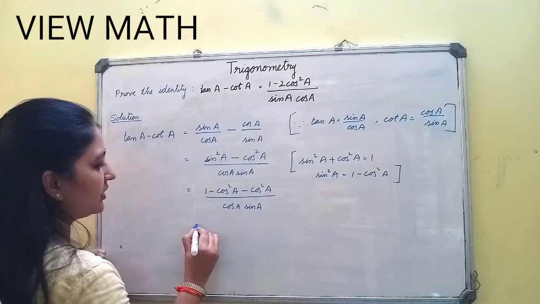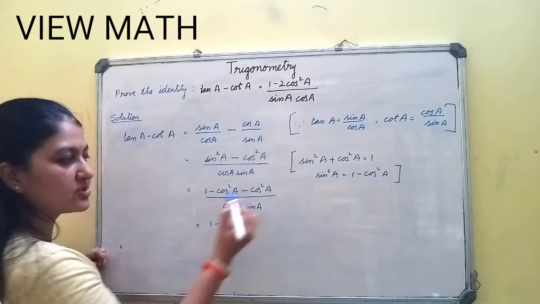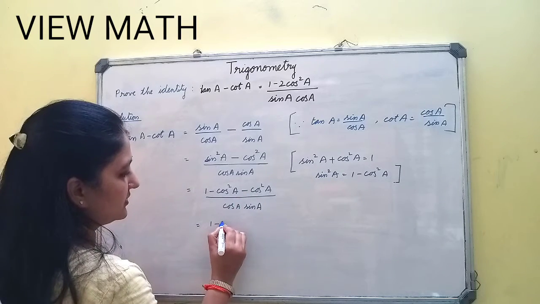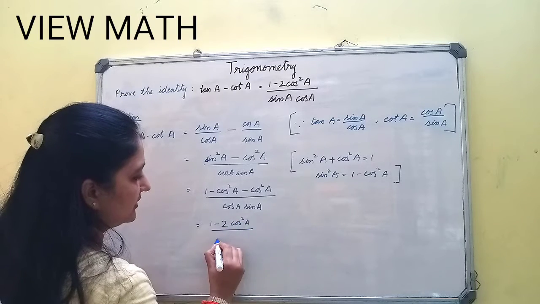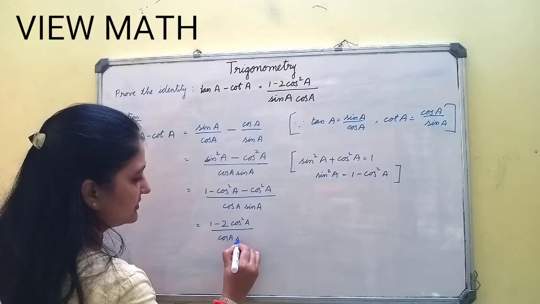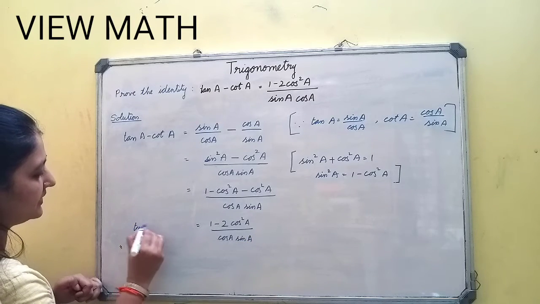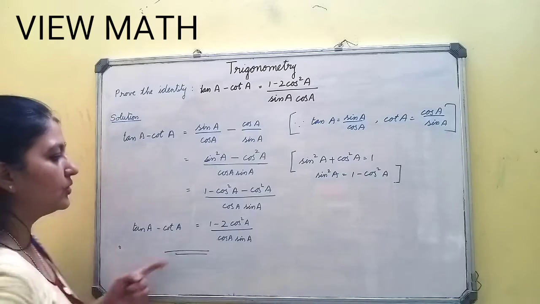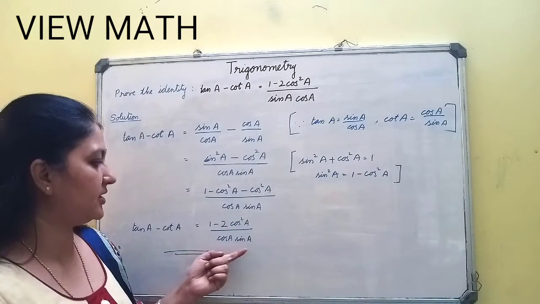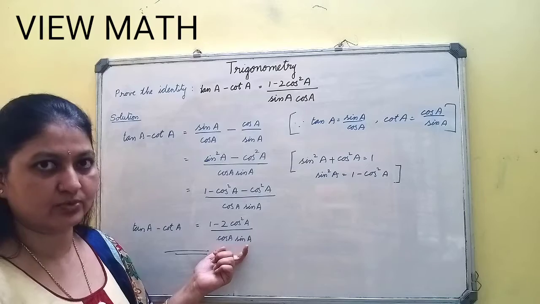Now you see 1 minus cos square A minus cos square A. So it is 2 cos square A. So minus 2 cos square A by cos A sin A. So tan A minus cot A is equal to (1 minus 2 cos square A) by cos A sin A, which is the thing they are asking us to prove, so we have proved it.